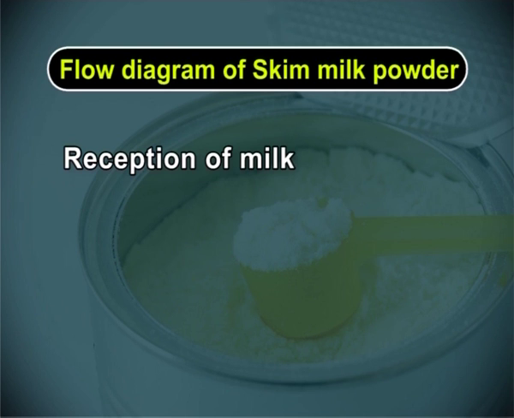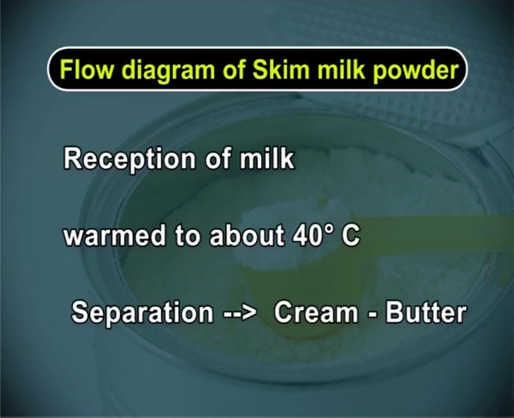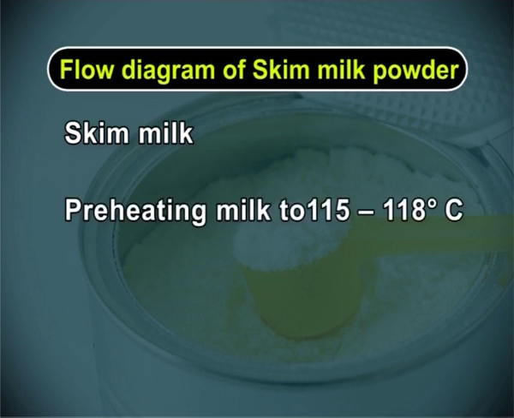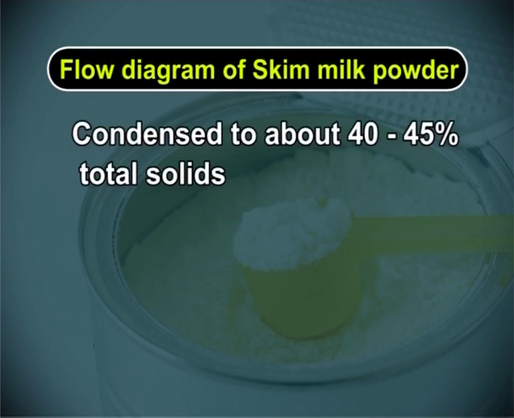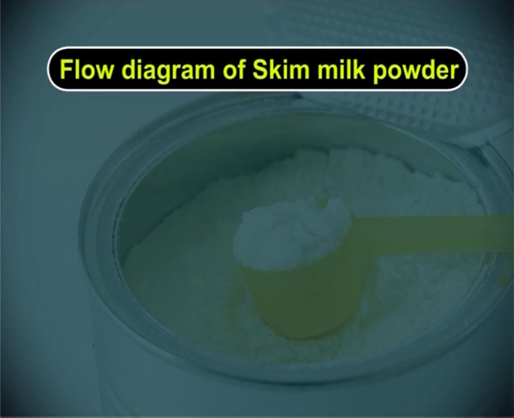Reception of milk. Warmed to about 40 degrees centigrade. Separation. Cream to butter. Skim milk. Preheating milk to 115 to 118 degrees centigrade. Condensed under vacuum in multi-stage evaporator. Condensed to about 40 to 45% total solids. Cooling of condensed milk to 5 degrees centigrade.